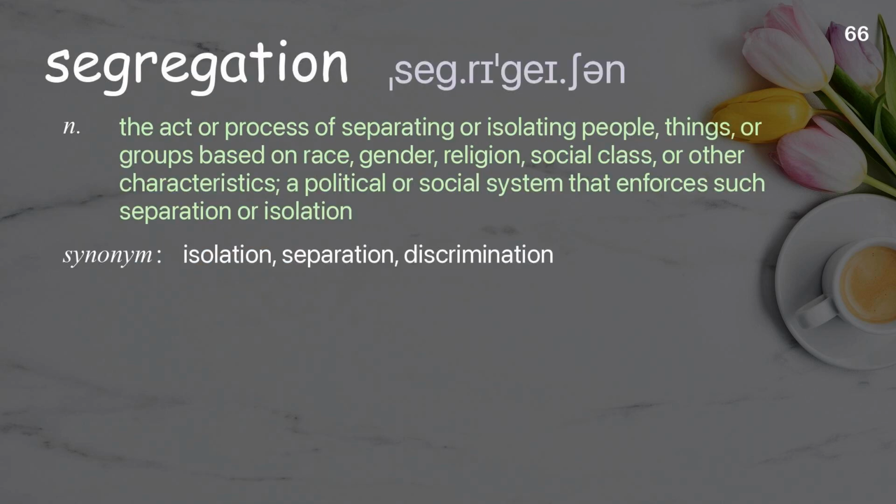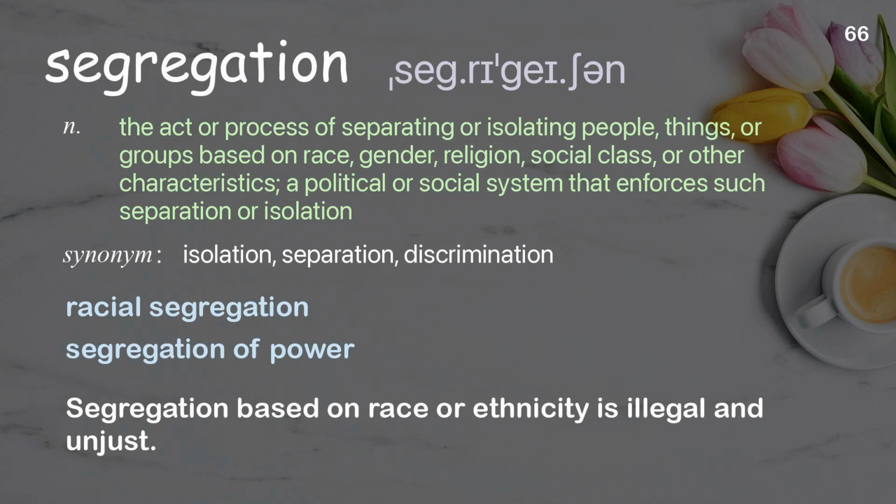Segregation. The act or process of separating or isolating people, things, or groups based on race, gender, religion, social class, or other characteristics, a political or social system that enforces such separation or isolation. Examples: Racial segregation. Segregation of power. Segregation based on race or ethnicity is illegal and unjust.